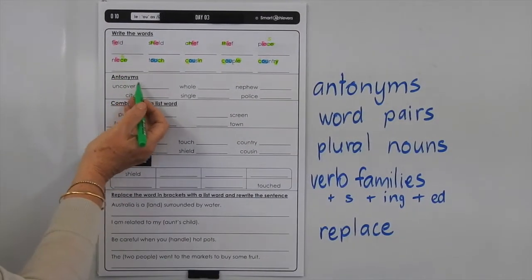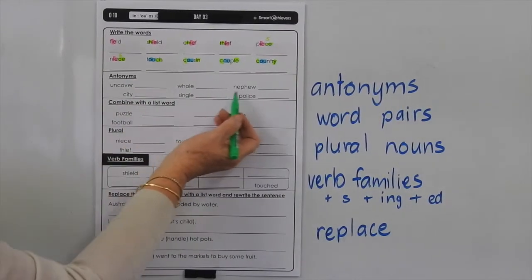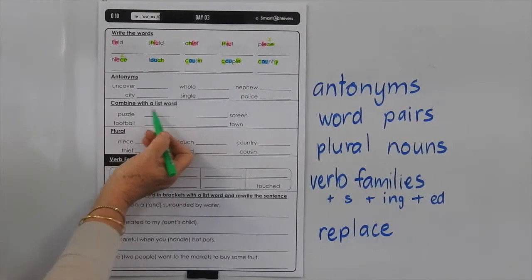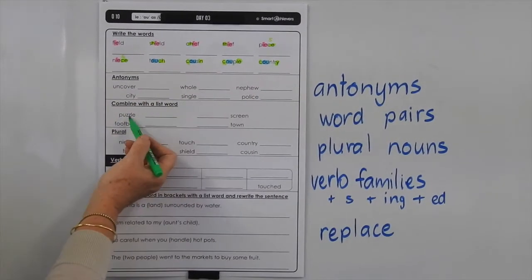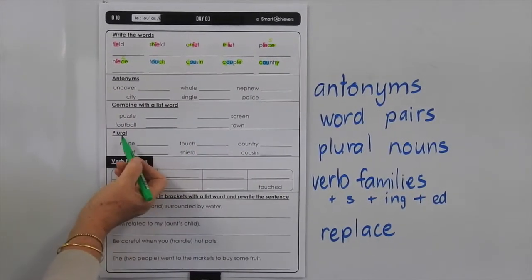Now, antonyms mean find the opposite to these words. Combined with the list word, we're looking for common word pairs. So you're going to use one of the list words to make these common word pairs here.